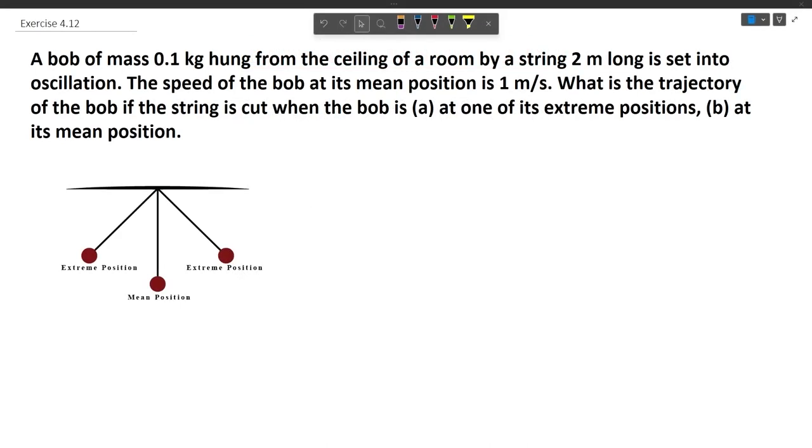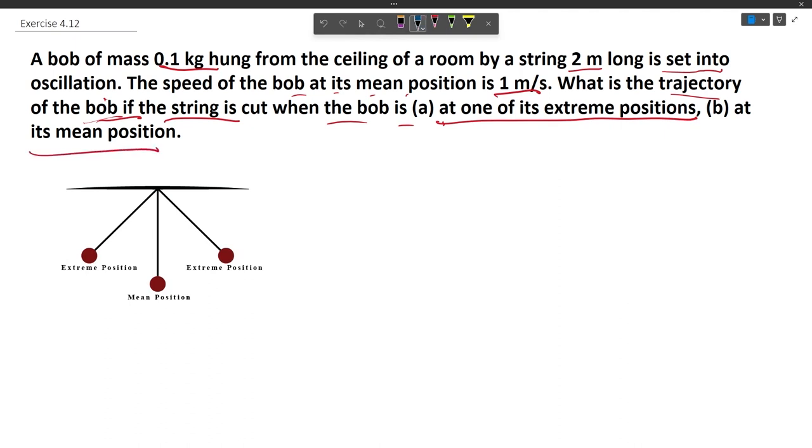The question says that a ball of mass 0.1 kilogram hung from the ceiling of a room by a string 2 meter long is set into oscillation. The speed of the bob at its mean position is 1 meter per second. What is the trajectory of the bob if the string is cut when the bob is at one of its extreme positions, and the second is at its mean position?